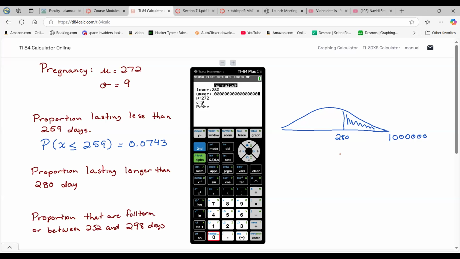Mean is still 272, standard deviation is still 9. We hit enter, go to paste, hit enter, and it's going to give me that area. So it gives me the area up here. Like I said, once again, this is going to be a little different than what we would have seen if we used a z-score. This is 0.1870.